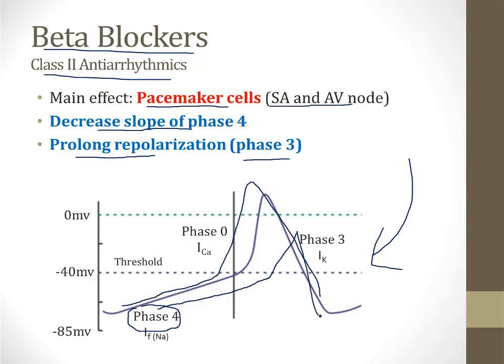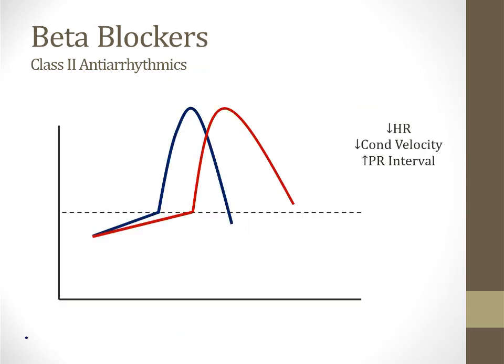Beta blockers also cause phase 3 repolarization to take longer. They cause phase 3 to look more like this. This makes it take longer for AV nodal cells to depolarize and repolarize, and thus they slow conduction in the AV node. To make this more clear, here's a drawing of the pacemaker action potential.